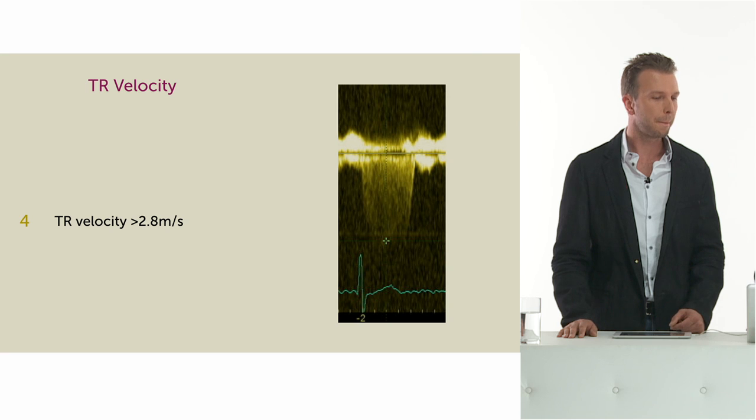Maybe a little bit of criticism on my side here is that this is maybe too rigid a cutoff value, considering that the normal values are very age dependent. If you have a young individual, maybe 2.2 would even be normal, and TR velocity normal values increase with age. That brings us to the point that all of these parameters are age dependent. Keep that in mind. Right.